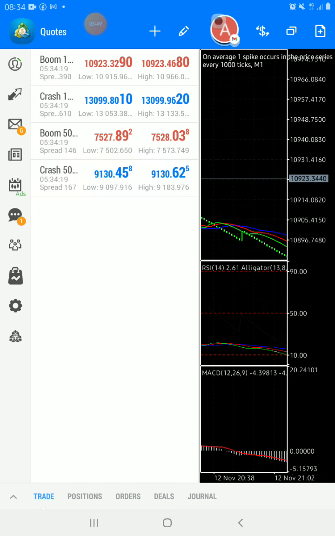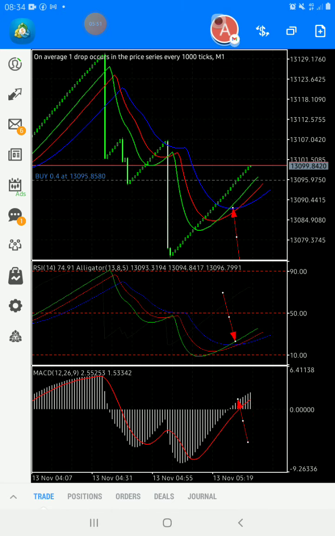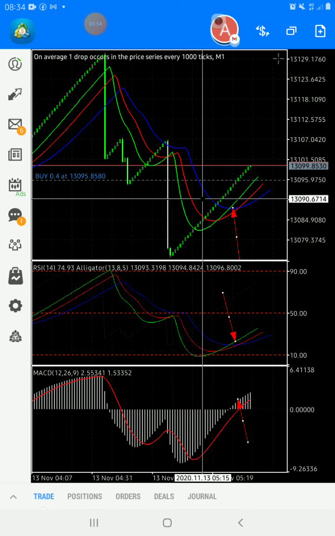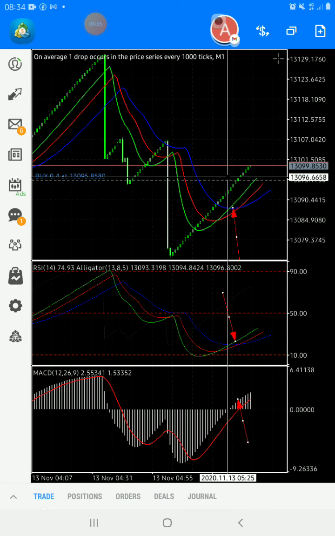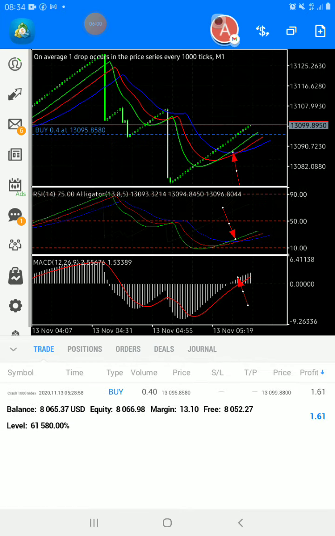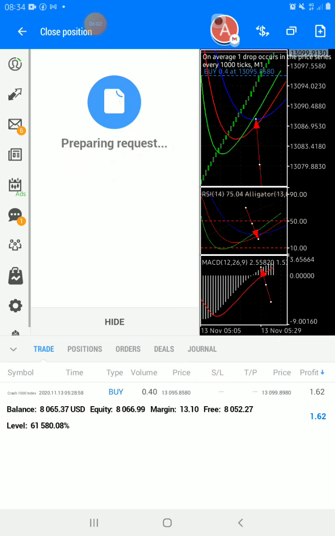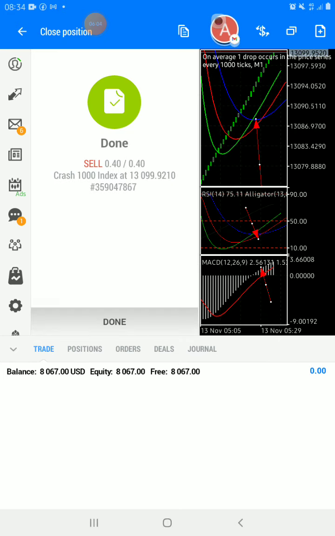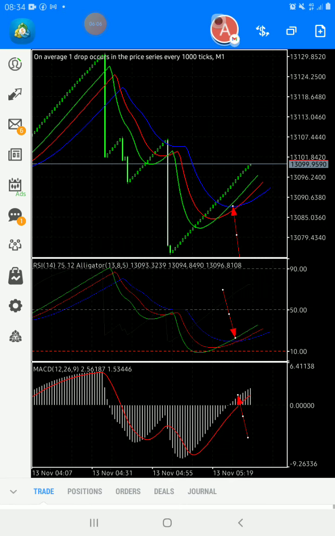Let's check the other trade that's running. So now we are in how many candles? 1, 2, 3, 4, 5 now. So we can go and close this trade. You see, 1.6. Now, why I decided to use a lot size of 0.4 is that I want to be getting like 70 cents or $0.7 and above.